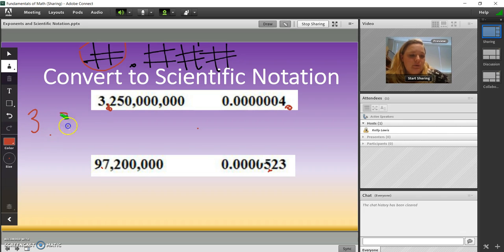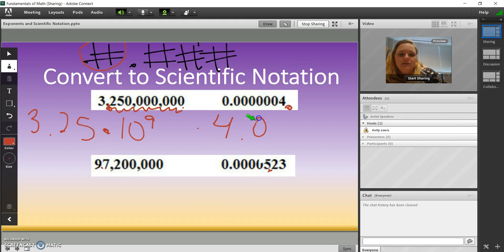All right, so we're going to write 3.25. It always is 10 to some number. The original decimal point is right there, so we're going to count 1, 2, 3, 4, 5, 6, 7, 8, 9. So it's going to be 3.25 times 10 to the 9th.